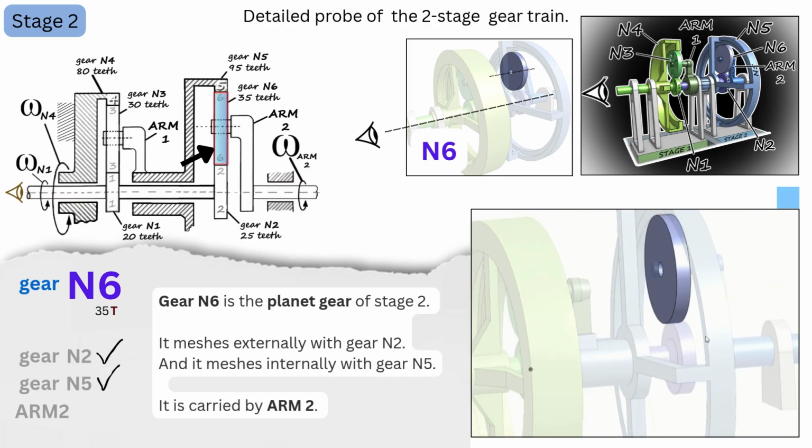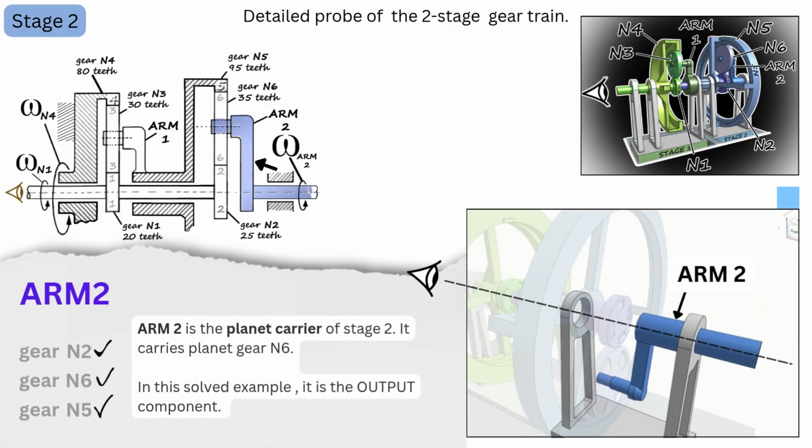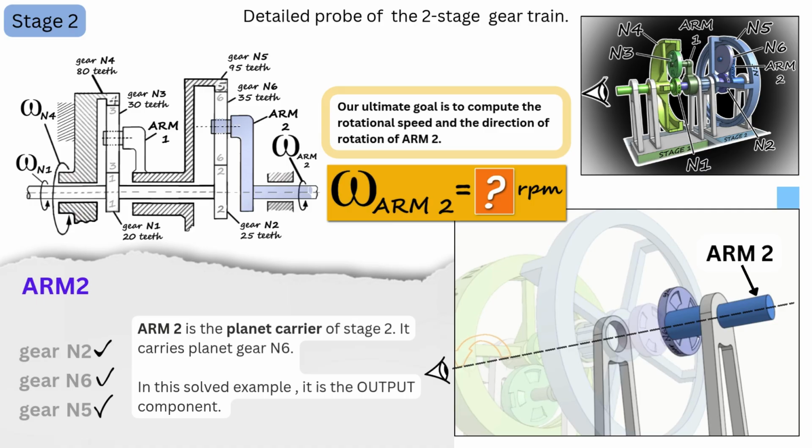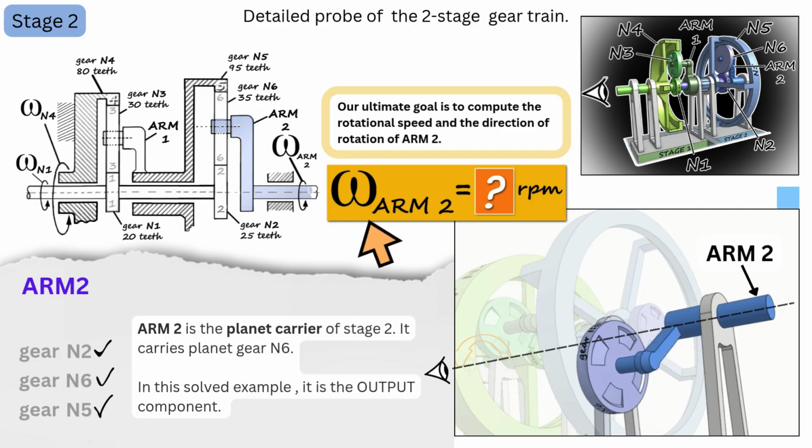It is carried by ARM2. ARM2 is the planet carrier of stage 2. It carries planet gear N6. Our ultimate goal is to compute the rotational speed and the direction of rotation of this stage 2 member.